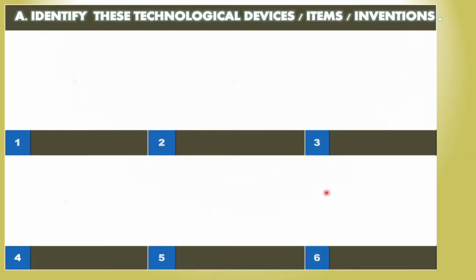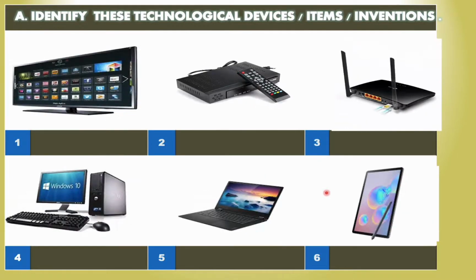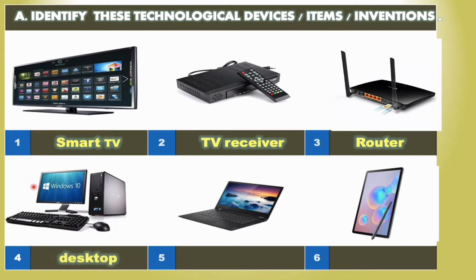Other examples. So we have, number 1, smart TV. Very good. We have TV receiver, and we have again a router. Very good. Next one is desktop. Very good. We have a desktop, and we have laptop. Okay, we have a laptop here, and we have tablet. Very good. We have a tablet.